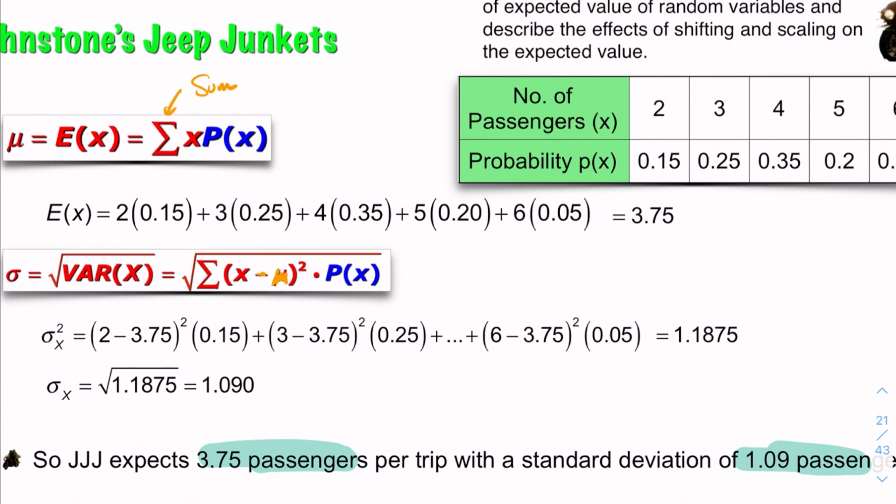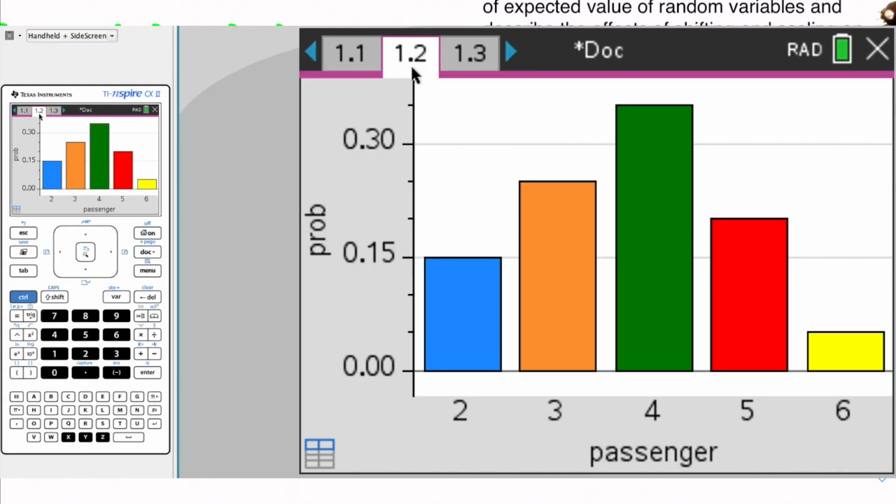Whenever we talk mean and standard deviation, we should be thinking of a normal model. So on our calculators, if we add a new document and graph our model as a histogram, as a bar chart, it should be roughly unimodal and symmetric, and that's what we see.